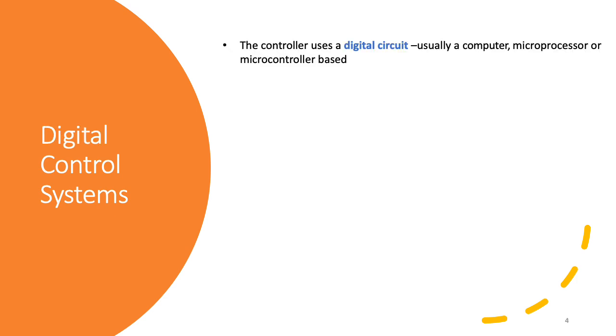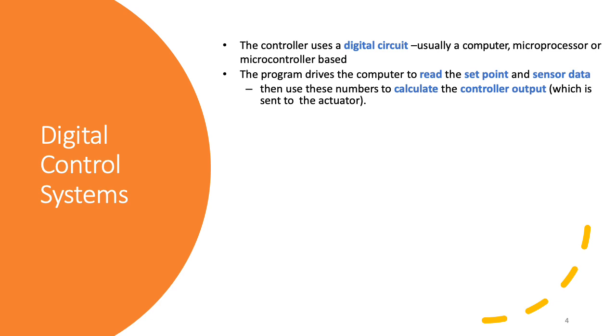In a digital control system, the controller uses a digital circuit. In most cases, this circuit is actually a computer, usually microprocessor or microcontroller based. The computer executes a program that repeats over and over. Each repetition is called an iteration or a scan. The program instructs the computer to read the set point and sensor data and then use these numbers to calculate the controller output, which is sent to the actuator. The program then loops back to the beginning and starts over again.